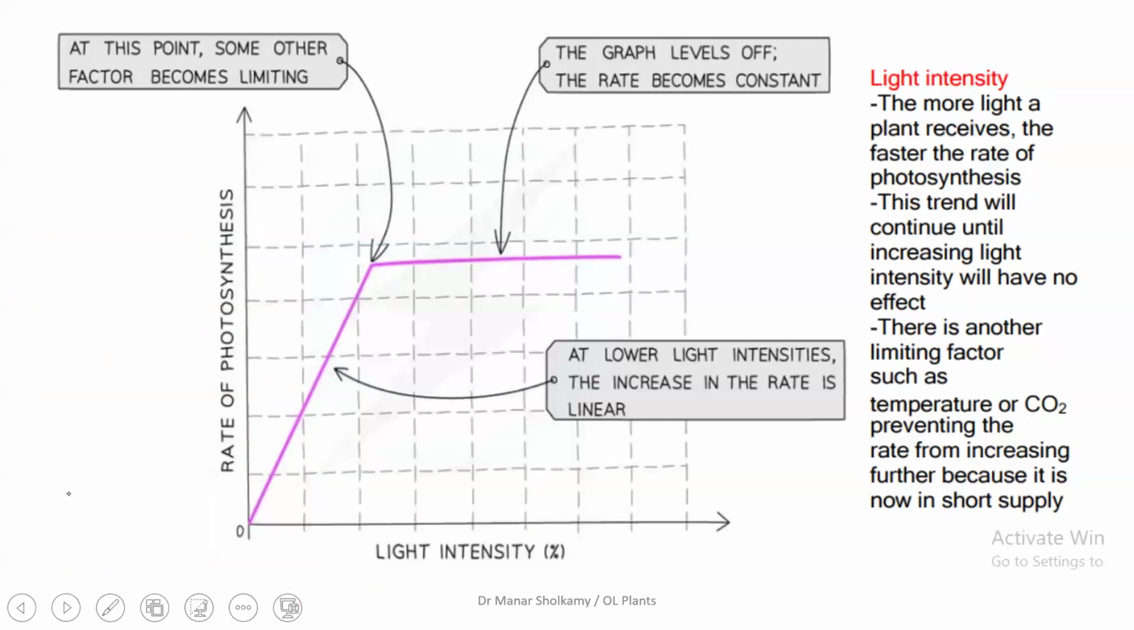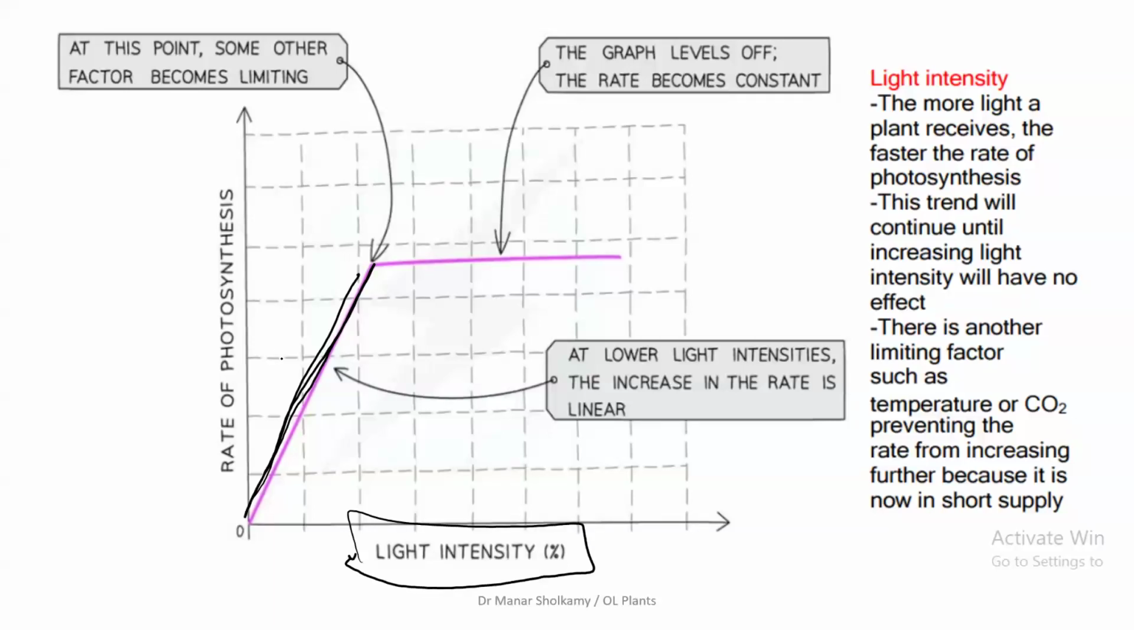The part of the graph that is moving upwards, its limiting factor is whatever is plotted on the x-axis. So at A, the limiting factor was light. What is a limiting factor? This is the factor that will limit or stop photosynthesis from reaching its maximum.